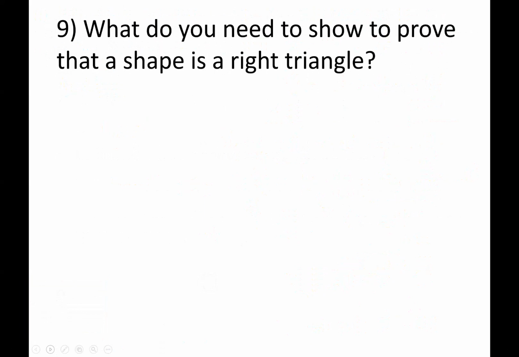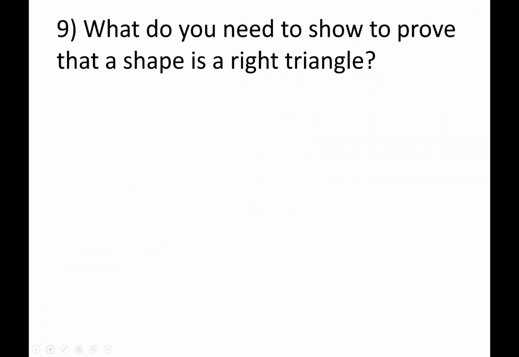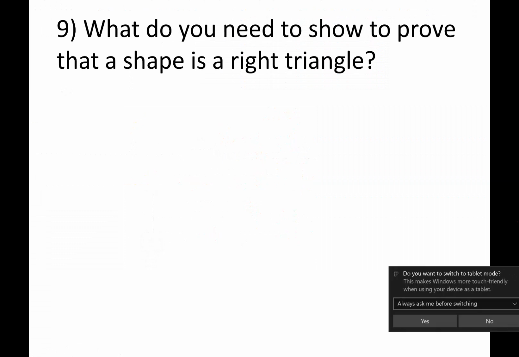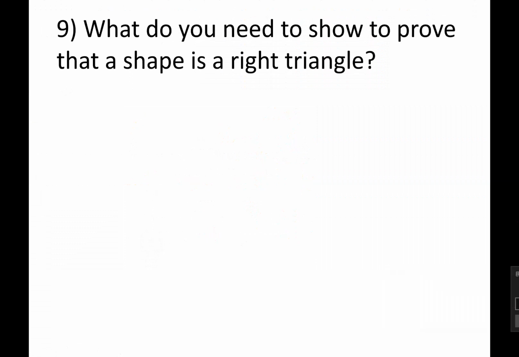Onwards. What do you need to show to prove that a shape is a right triangle? So 2 different options here. Uh-oh, what happened? Hold on a second, guys. Okay, there we go. So what do we need to show to prove a shape is a right triangle?